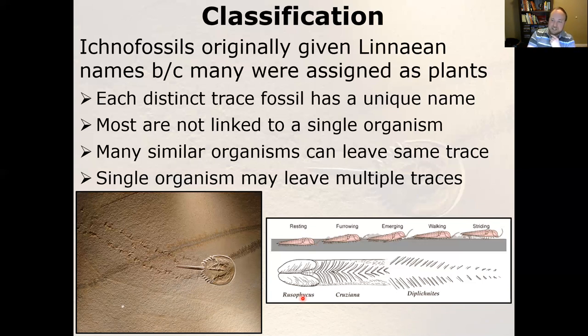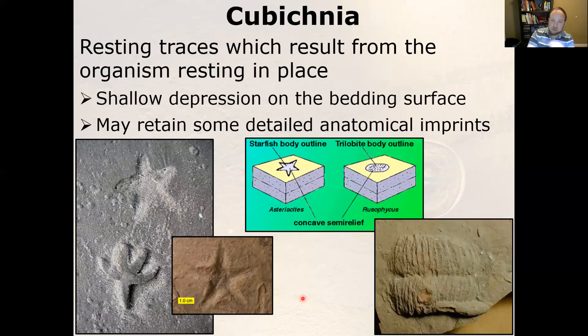So we can lump these things together into broad categories. And the first one would be cubichnia, which are the resting traces. They result from the organism taking a break. It chilled out for a little bit. It sat in one place and made a shallow depression on the bedding surface. So this is either a depression in the upper bedding plane, or in a lot of cases, it'll be a convex relief on the sole of the bed above it.